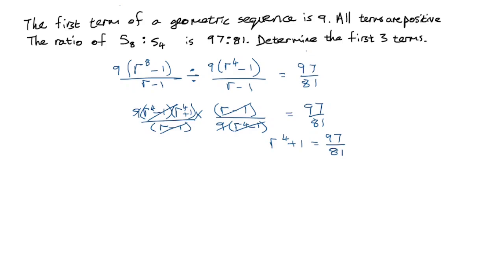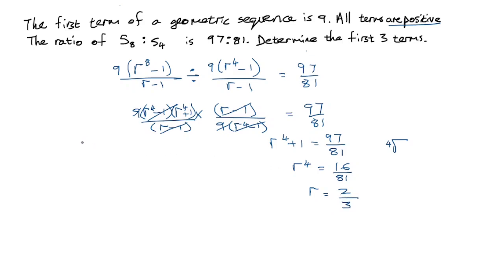And if I go 97 over 81 minus 1, it just leaves me with what looks like a random fraction, but actually this is a really nice number, because the way that I get rid of a power of 4 is I fourth root both sides, and they want all the terms to be positive. And so when I fourth root 16, that's nice, it's just 2. And when I fourth root 81, it's just 3.